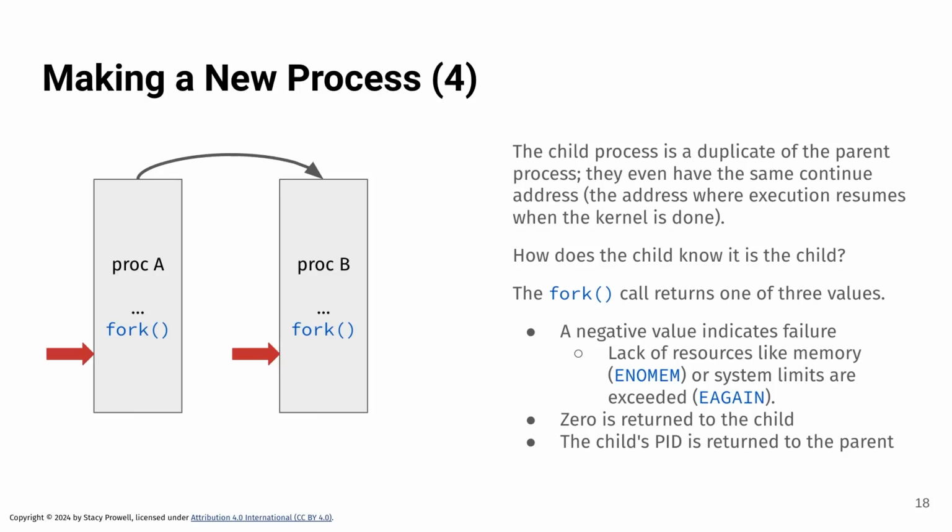If I get back a 0, I'm the child. If I ask, what's the result of this fork? And it's 0, that means I'm the child. If I get back a positive, non-zero value, that result is actually my child's PID, and I'm the parent. There you go.